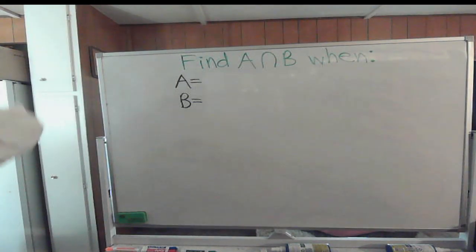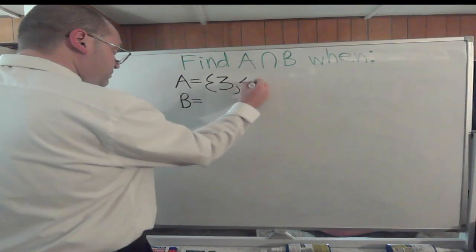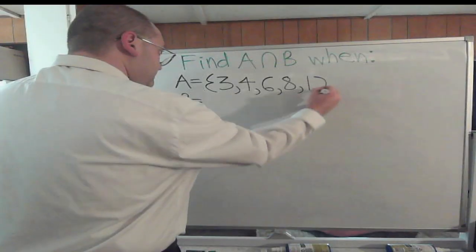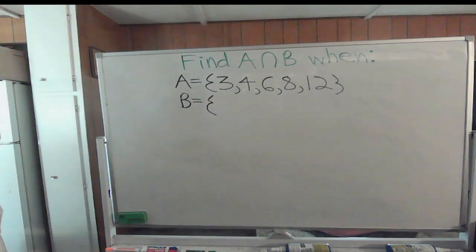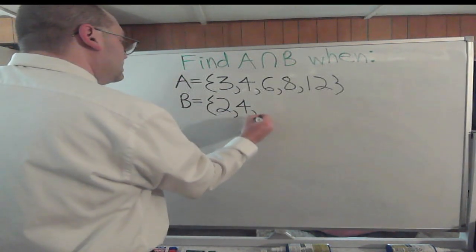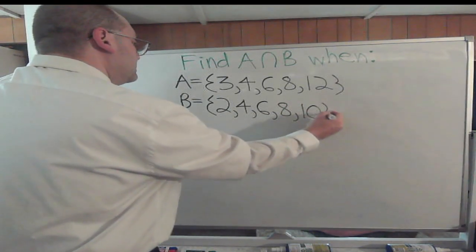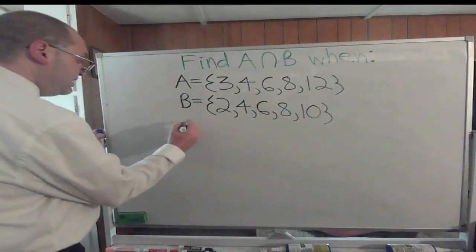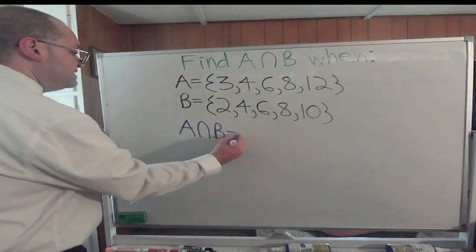All right. Let's see. We got 3, 4, 6, 8, and 12. Those are the elements of set A. Set B, you have 2, 4, 6, 8, and 10. All right. So those are your 2 sets. Now we want to find A in intersection with B. We want to find that set.